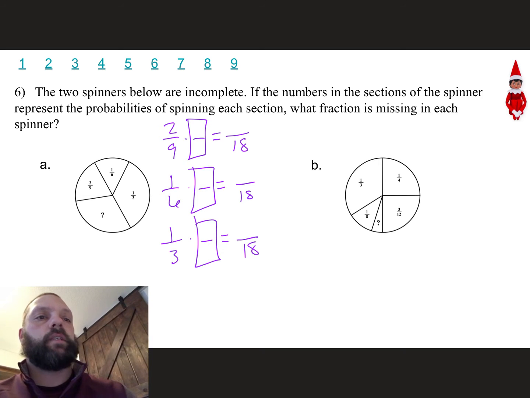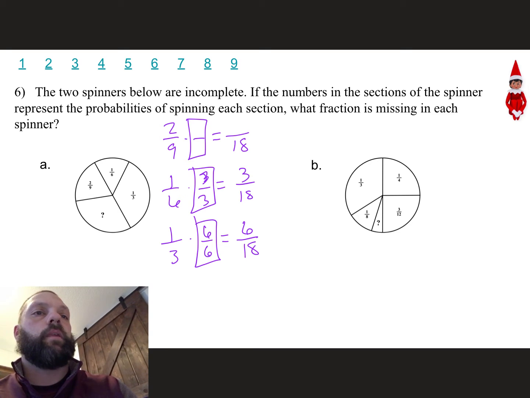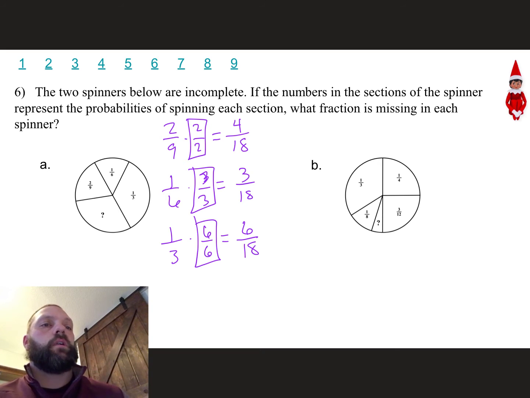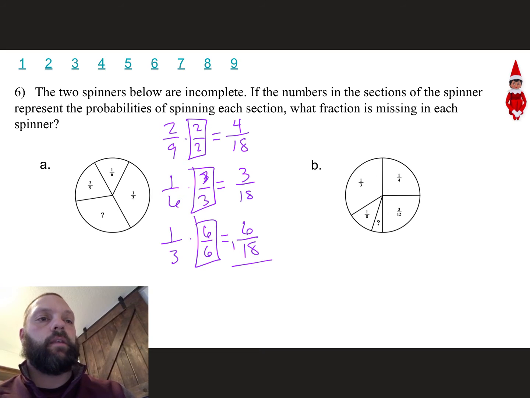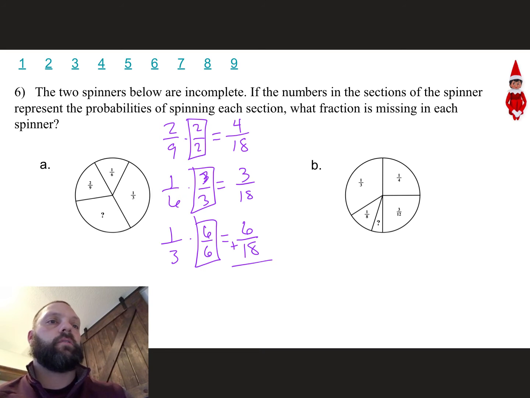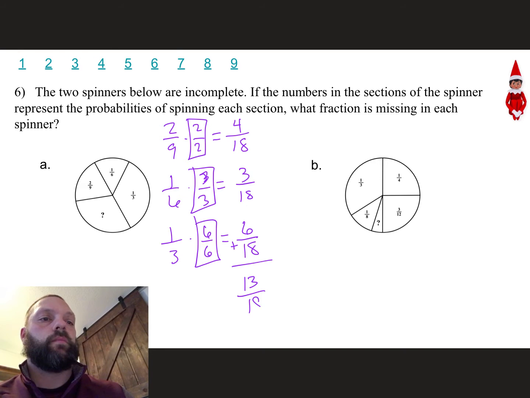So 3 times 6 is going to take me to 18, so 6 is on top. 6 times 3 is going to take me to 18, so 1 times 3 is 3. 9 times 2 is 18, so 2 times 2 is 4. Now that I've done that dirty work, we're going to add these up. 4 plus 3 is 7. 7 plus 6 is going to give me 13.